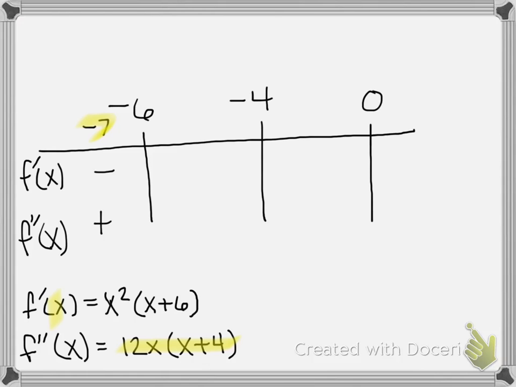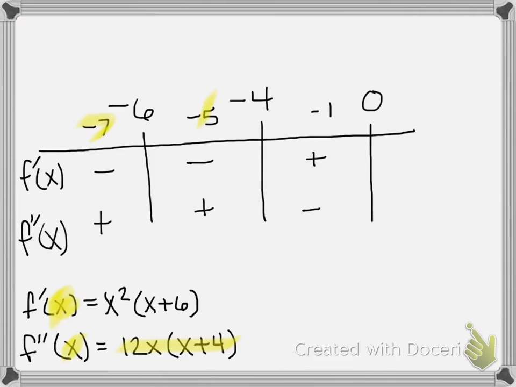And so now pick something between -6 and -4. Just go with -5. And you'll plug that in for the x on the f prime and f double prime. And for the f prime, you should get a negative. For the f double prime, you should get a positive. And so between -4 and 0, just pick -1. And whenever you plug -1 into the f prime for x, you should come up with a positive. And for the f double prime, you should end up with a negative.